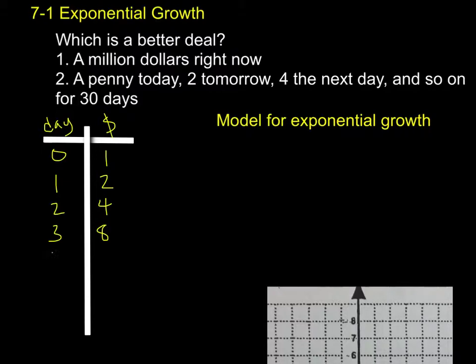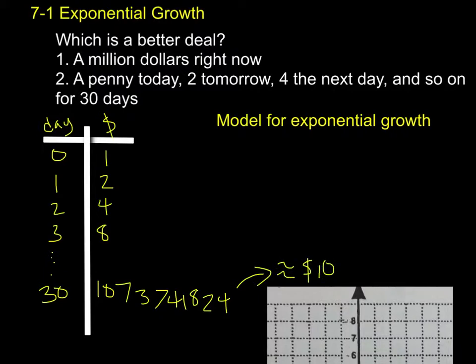But lo and behold, and I won't make you fill the chart out, if I get all the way to day 30, here's how many pennies I give you on day 30. It's 1,073,741,824. And that translates to approximately $10 million worth of pennies. And so if on day 30 I end up giving you $10 million worth of pennies, that means on day 29 I gave you $5 million. And so we're kicking the $1 million butt all day. The idea is when we think about exponential growth, it grows fast. And so that ends up being the better deal.